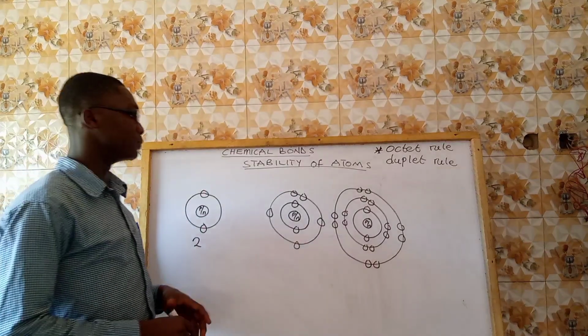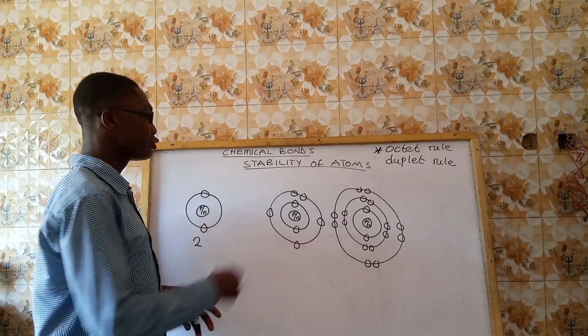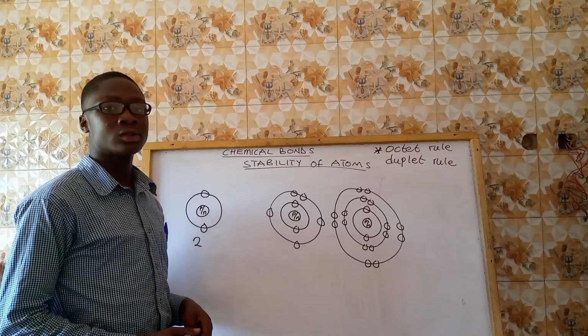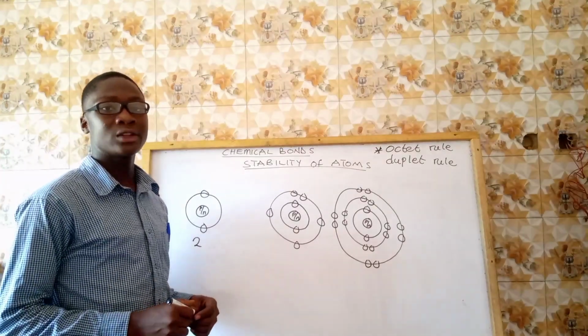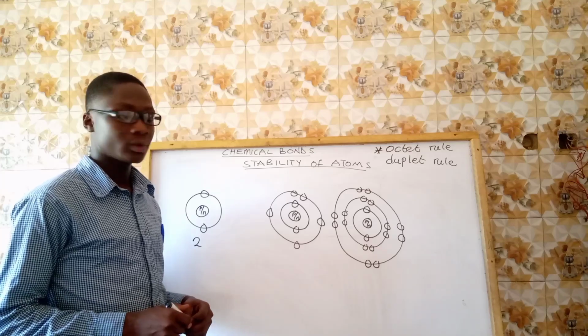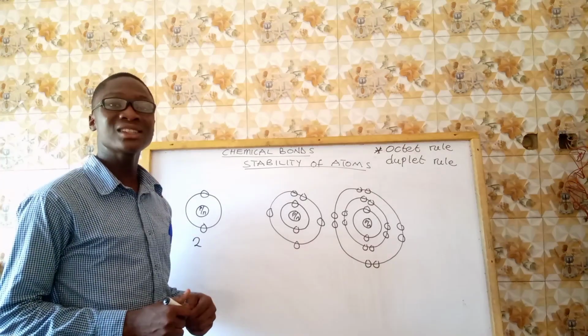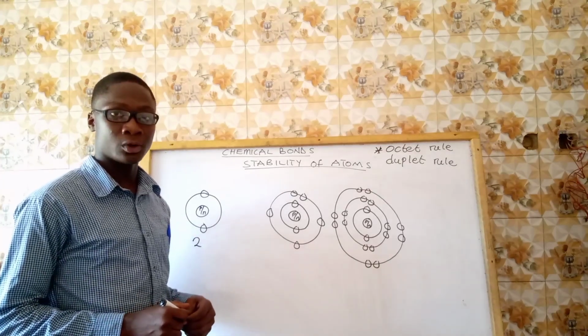Let's check the other atom. So you have 2 shells. So now we won't go for the duplet rule, but we go for the octet rule. And for the octet rule, the last shell should contain 8 electrons.